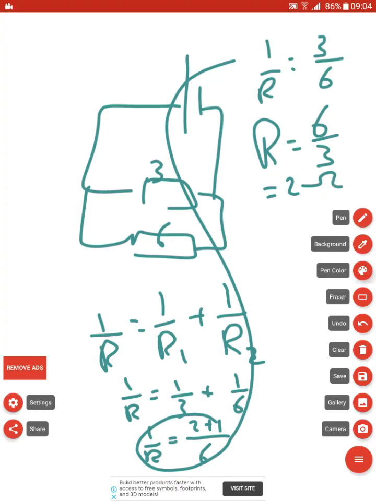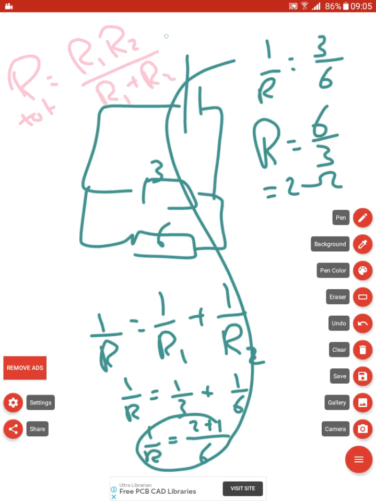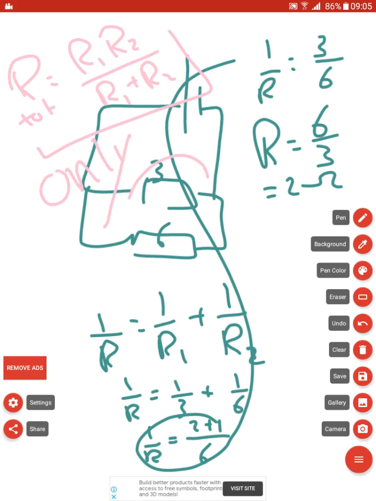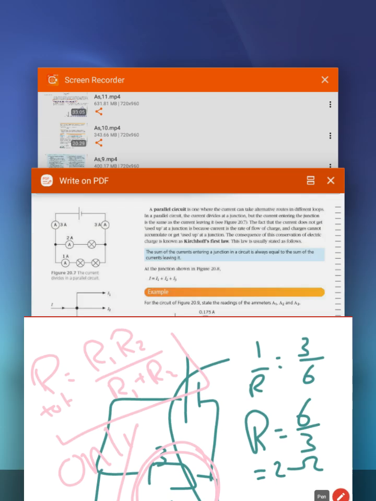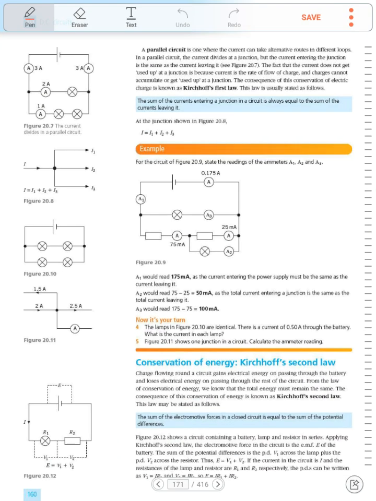We can calculate the resistance easily using the relation R total equals the multiplication of the resistors divided by the sum of the resistors. This is used only if we have 2 resistors. For 3 resistors, this law is not usable.